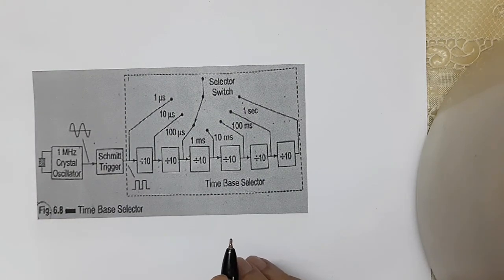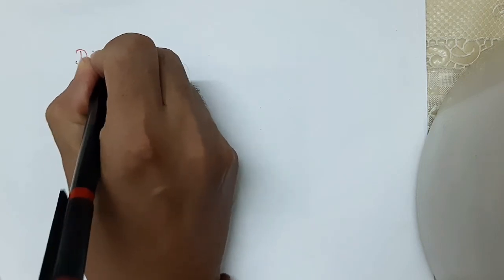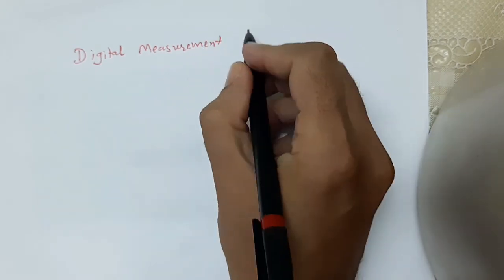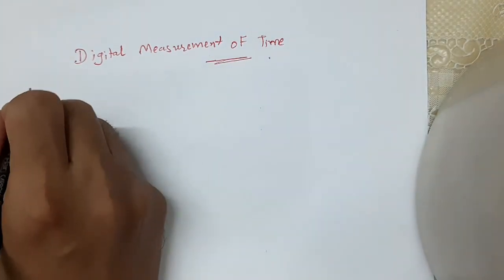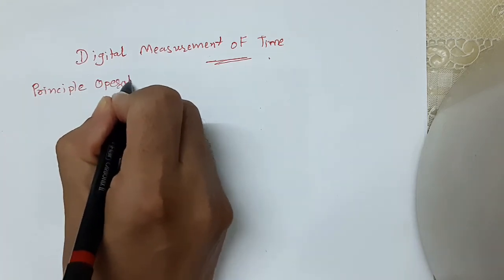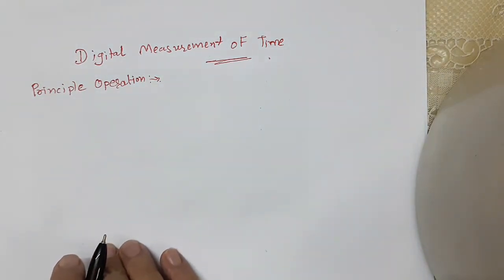Now our aim is the digital measurement of time. So what is the principle of operation? The principle of operation of the digital measurement of time is that the beginning of the time period is the start pulse originating from input 1.